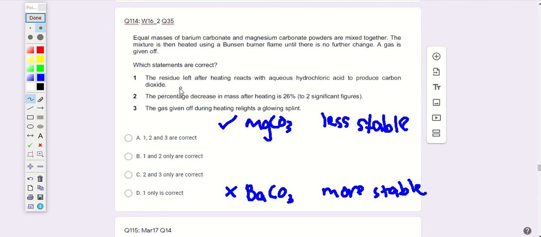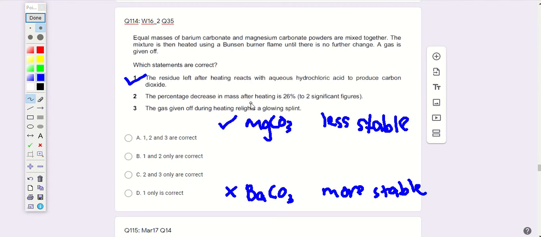That is why you see number one, the residue left after heating reacts with aqueous hydrochloric acid to produce carbon dioxide, because this barium carbonate is still in solid form, didn't decompose upon heating. So when you add acid, the acid will react with this barium carbonate to give off more carbon dioxide. So statement 1 is correct.